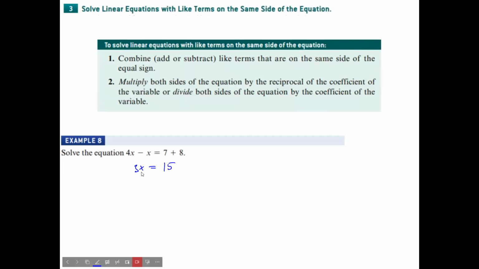And then technically we have to divide both sides by 3. And that's the result, right? Do this too, please.